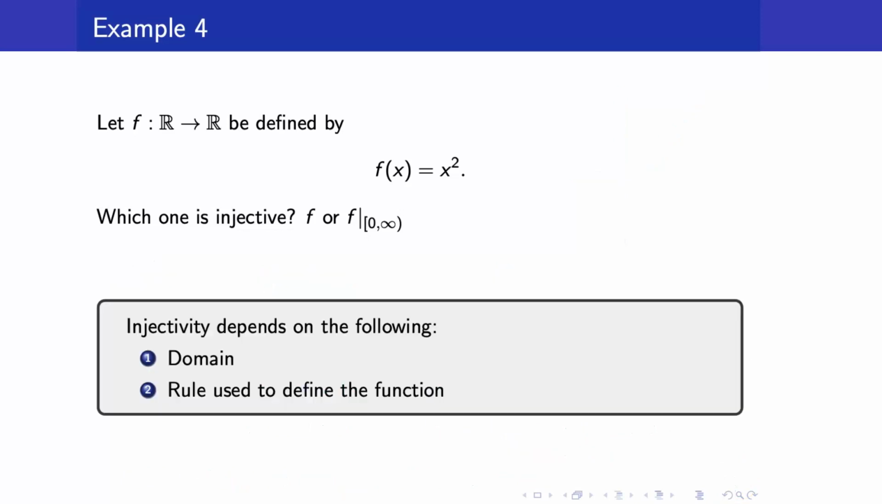So from our example, we have just seen that injectivity depends on the following: on the domain and the rule used to define the function. Okay, so these two functions f, they have the same rule, but they have different domains. And we found that f is not injective, whereas this one is injective.